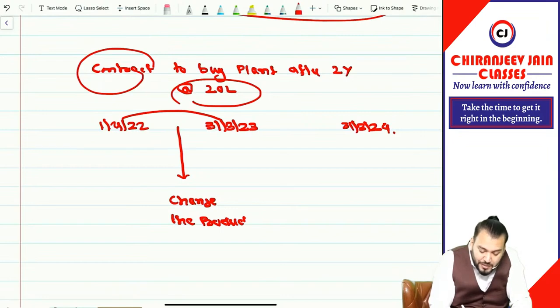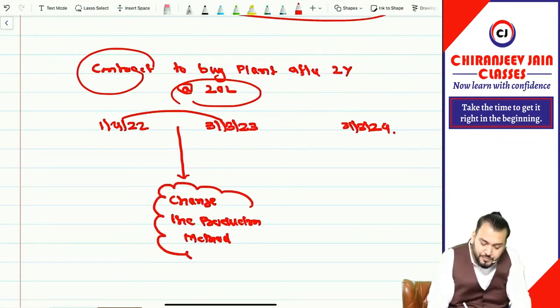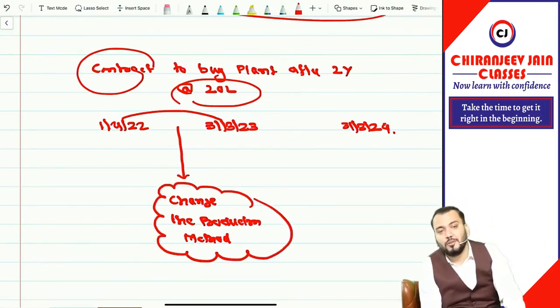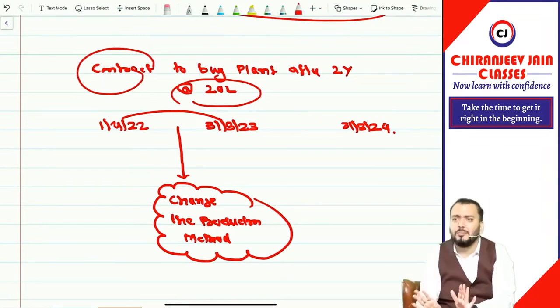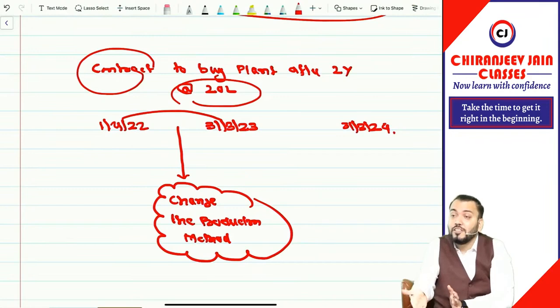Change the production method. Understood now? Management decided to change the production method. Because they have decided, means they have changed the production method. Once they change the production method, now that machinery is no more required.